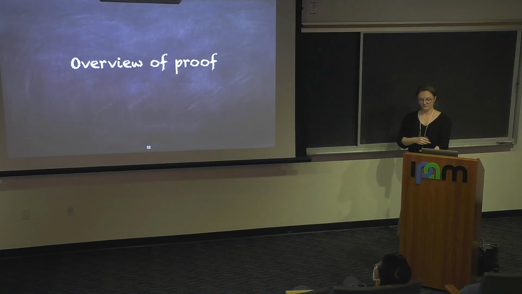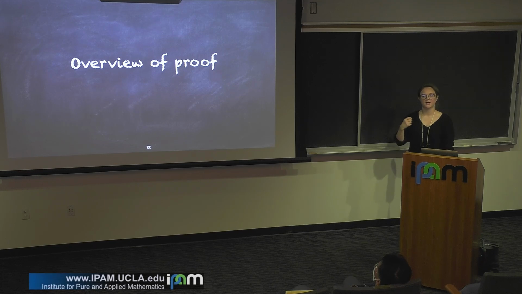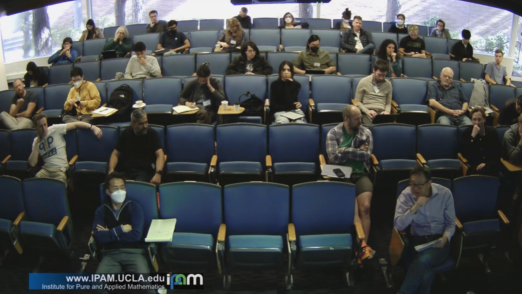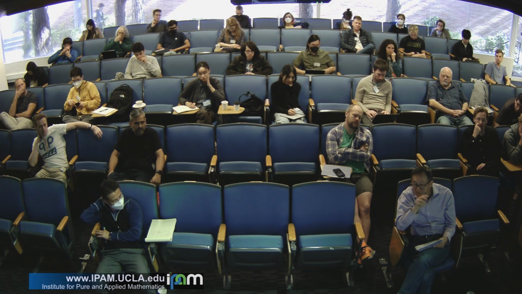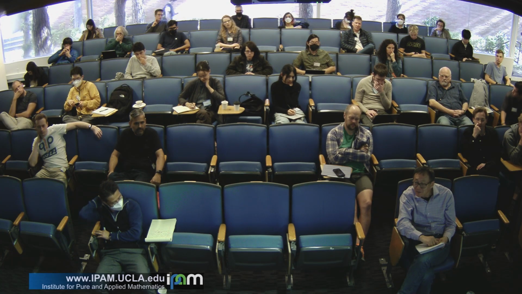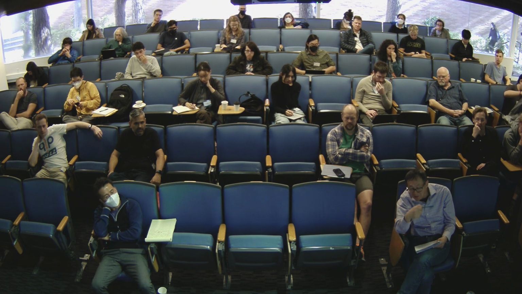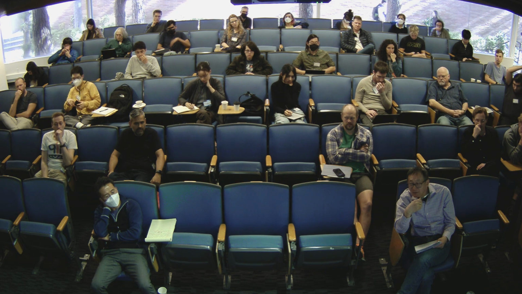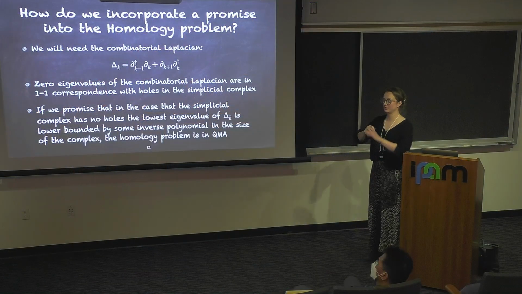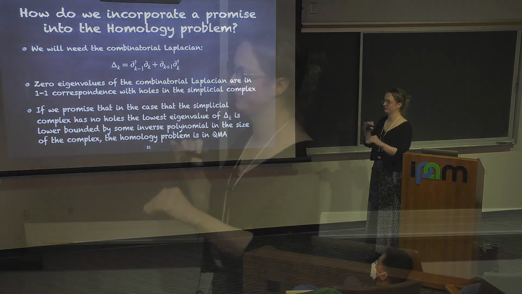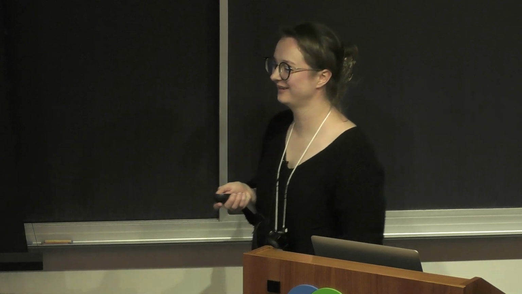But in the overview of the proof, I'm going to be talking about the, So the size of the complex, the number of vertices, or is the sum of everything? You said the problem is in the size of the complex. Oh, sorry, no, it's in the size of the graph, not in the size of the complex. The input to the problem is the graph, not the complex itself. So that should be the size of the graph, sorry.